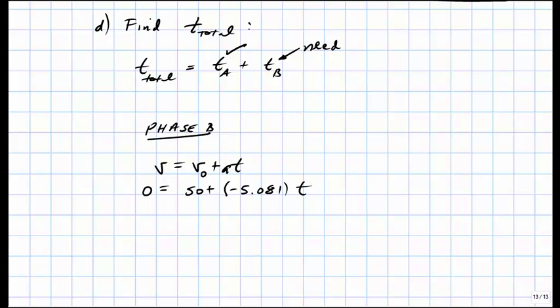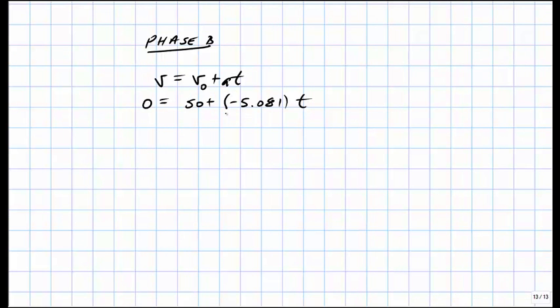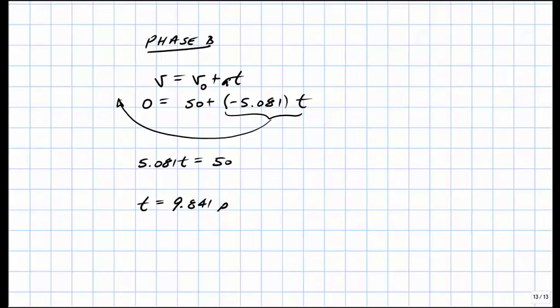5.081 times t. In order to solve this, we'll bring this term to the left-hand side, and algebraically, the sign will change. Remember, whenever you transfer a term to the opposite side, the sign will change. So we have 5.081 t equals 50, and the time equals 9.841 seconds. Of course, to obtain this time, we divide both sides by 5.081. Now, keep in mind that this is just the time that we're spending in phase B.